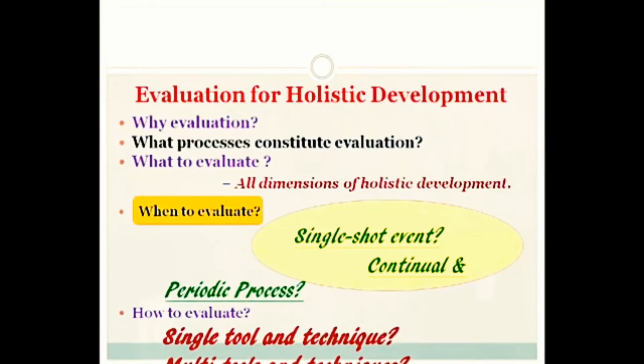Now, the other question is what to evaluate. We have already seen that it is all dimensions of the holistic development of the personality. That means all dimensions of the personality of the child must be evaluated by the teacher. As we have already discussed, these dimensions include the cognitive dimension, which is related to intellectual abilities, the affective dimension, which is related to attitudes, habits and values, and the psychomotor domain of personality, that is related to skills and abilities of the individual.